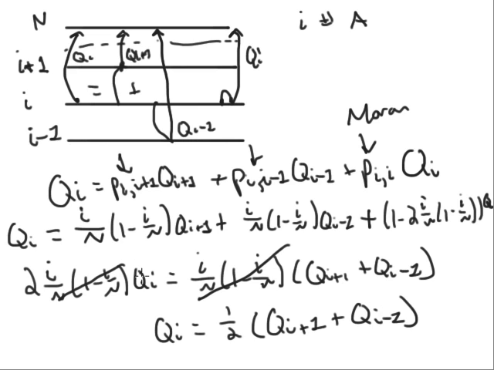However, we've already seen this before, and we know that the solution is just going to be Qi equals i over N. And this is pretty interesting because we started with different probabilities, but we end up with the same result.